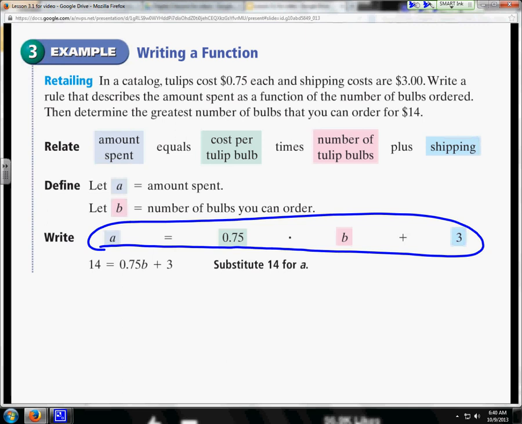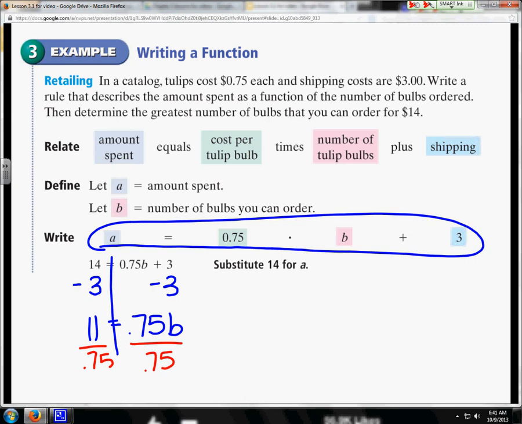So now, they did this equation. 14 equals 0.75b plus 3. So I subtract 3 from both sides. So now I get 11 equals 0.75 times b. And then I'm going to divide both sides by 0.75. So then you take your calculator and you do 11 divided by 0.75, and I can order 14 bulbs.